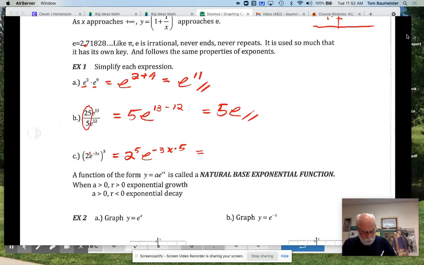So on this one here, we would have 2 to the 5th is 32. And then we'll have e to the negative 15x. But remember, we cannot have a negative exponent. So we would take that and put the e raised to the negative 15x power down below and make it positive. Okay?